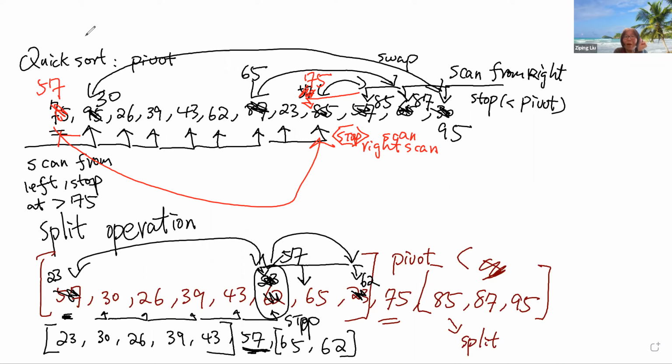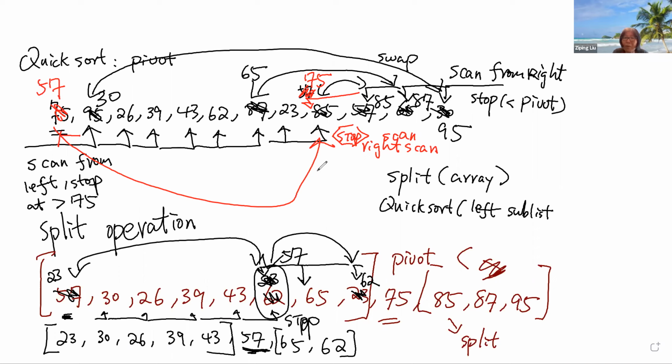So this is the concept of quick sort. Based on what we just discussed about quick sort, you need to do the split first on the array, and then you recursively call quick sort on the left sublist.